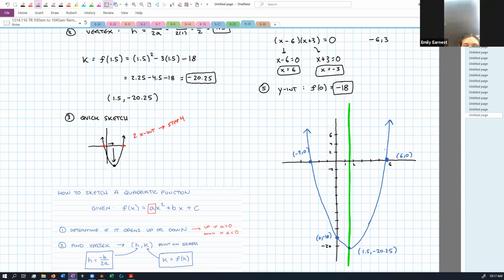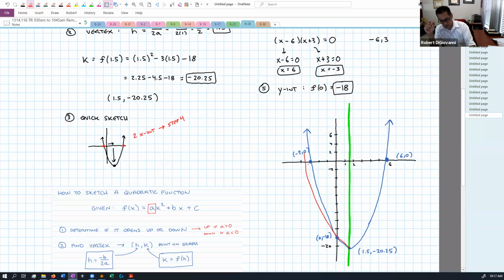Any questions? Make sure you label your points on the test, just like I labeled mine. Also, one more thing. Do not draw a V, okay? So if you do this, that's not good.